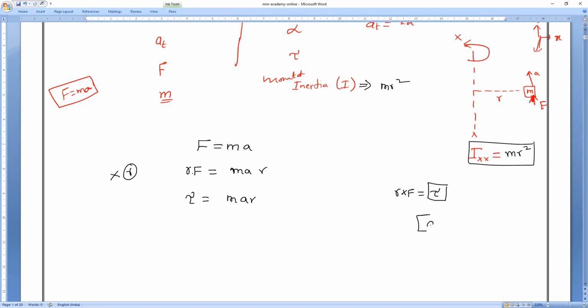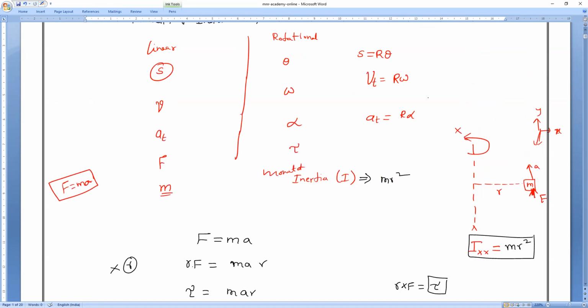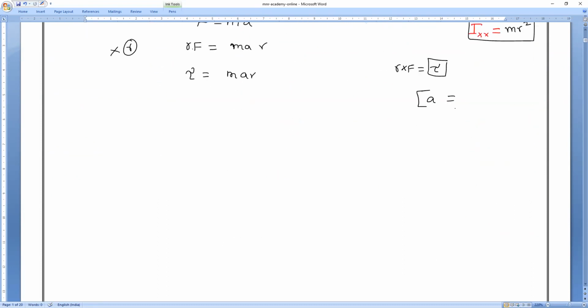Now we all know that a is equal to what? a is equal to R into angular acceleration. If I replace it, m into R into angular acceleration into R, which is equal to m R square into alpha. That is the torque tau. So if I compare F = ma, here tau is equal to m R square into alpha.